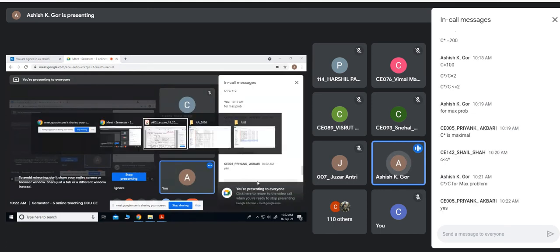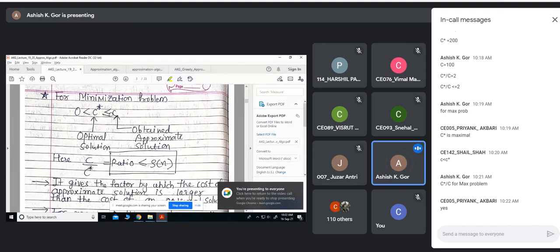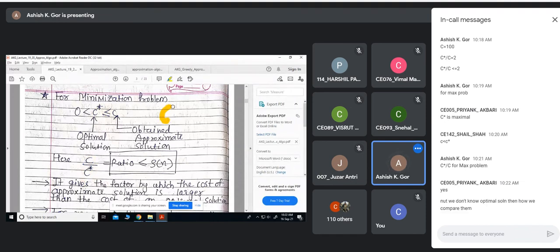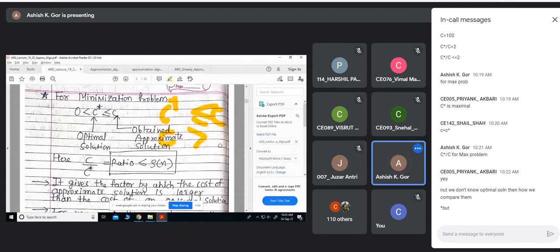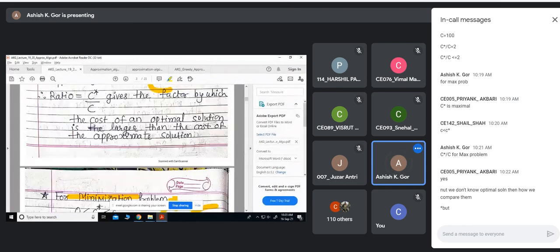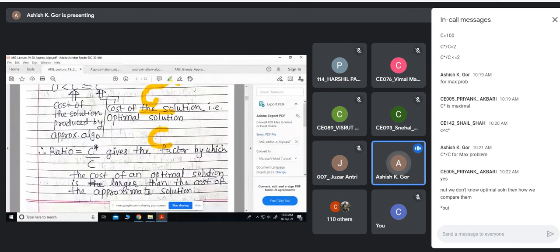Yes. And similarly for a minimization problem, where we want to minimize something, C star would be the minimum and less than or equal to C. And again, I remember I told you I don't want a value less than 1. So what I will do is find C upon C star. That would be a ratio, because C star is less than C, which means C is greater than or equal to C star, which means C upon C star is greater than or equal to 1. So C upon C star is the ratio for minimization. C star upon C is the ratio for maximization.